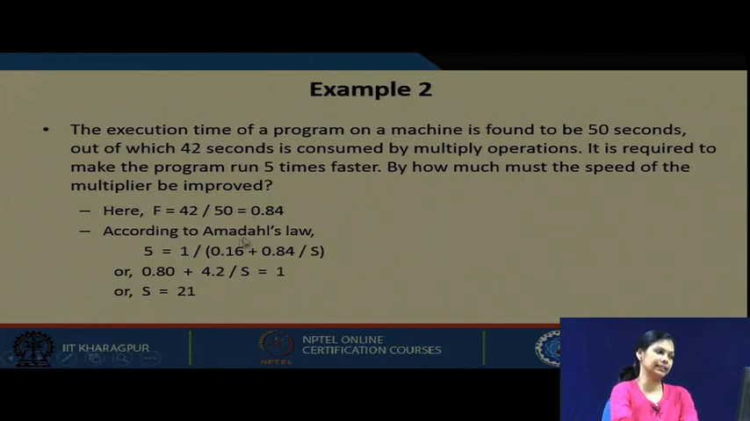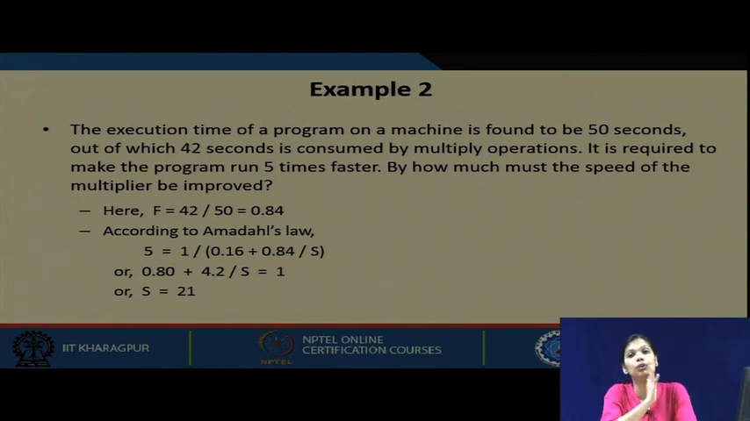Let us take another example. In this example, the execution time of a program on a machine is found to be 50 seconds, out of which 42 seconds is consumed by multiply operation. So most of the time, the multiply operation is taking more time. It is required to make the program run 5 times faster.